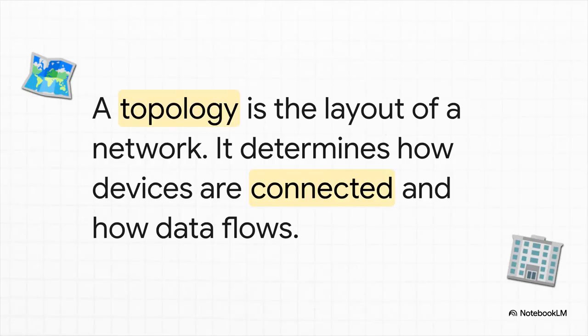Okay, so just like a city needs a plan, a street grid, some kind of logical layout, a network needs one too. In the networking world, we call this layout a topology. It's basically the map that determines how all the devices are connected, and it has a huge impact on how well our data traffic is going to flow.